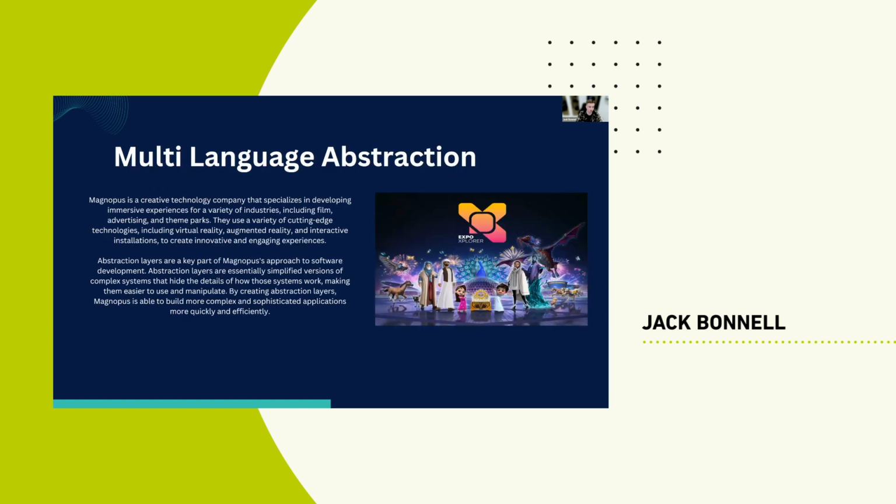And yeah, so onto what I do now as well, multi-language abstraction. Magnopus is known for being able to produce really high-end visual experiences for multiple people, creating digital twins and a multitude of different applications, whether that be on VR headsets, on web, or through games console development, like Unreal. And one of the keys to this is the multi-language abstraction.